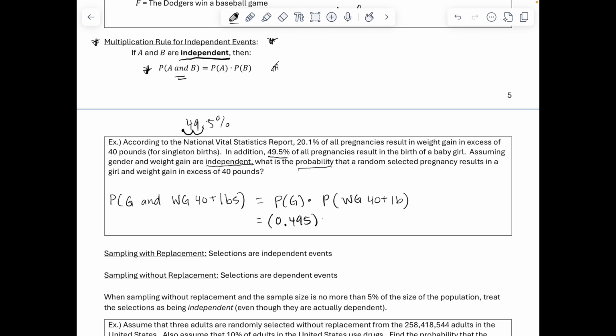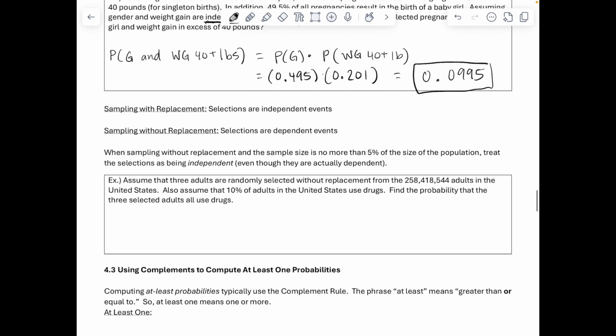Likewise, the probability of having a weight gain of 40 pounds or more is also given to us, and this is 20.1%. Moving the decimal point twice to the left, you get 0.201. We just put these in on our calculator and multiply them. Rounding our answer to 4 decimal places, we get 0.0995. And the reason we were able to use this formula is because they were independent.